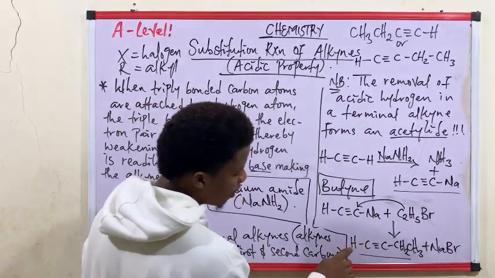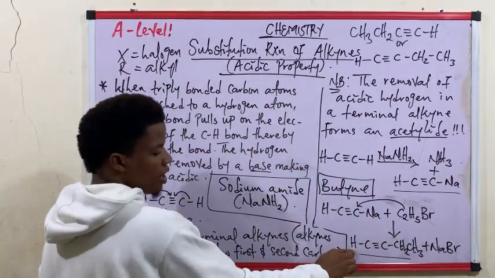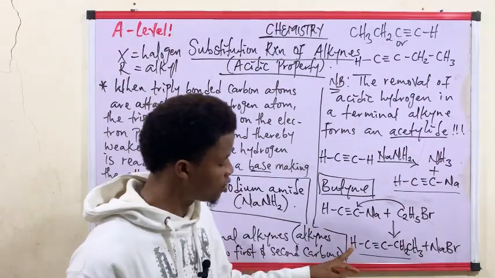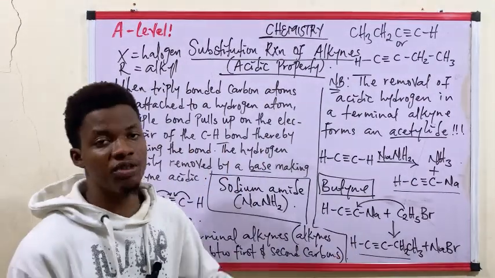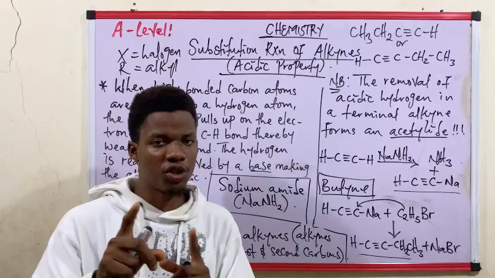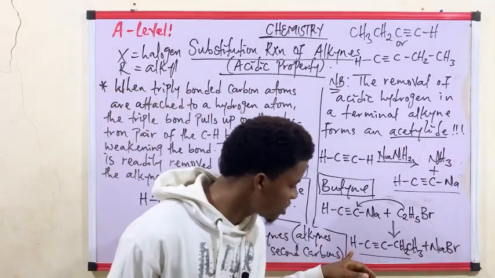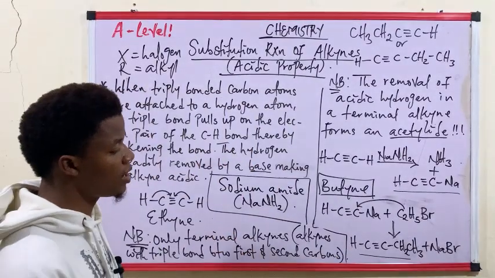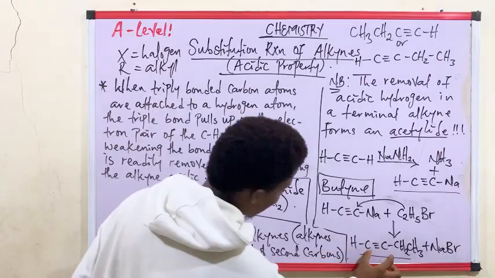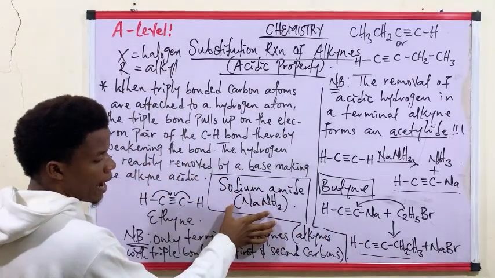But if we also want to remove this acidic hydrogen and substitute it, remember, only the acidic hydrogen in a terminal alkyne can be substituted. So if you want to substitute this hydrogen, basically it's the same thing. You react this with our sodium amide.